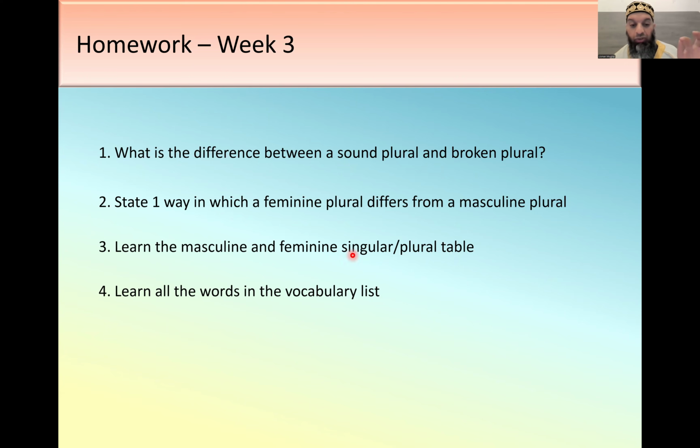So you need to know the two tables that we did. The singular is like muslimun, musliman, muslimin, and the plural is muslimuna, muslimina. And then the same we have to do for feminine. Learn that. And then learn all the words in the vocabulary list. And I think that's the last slide.